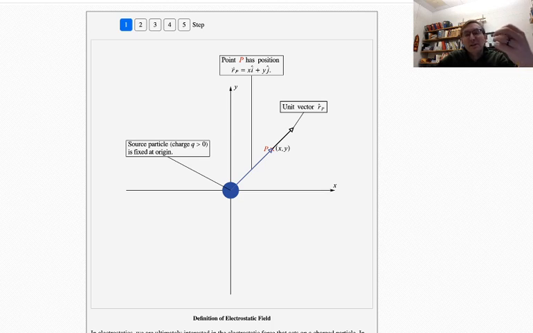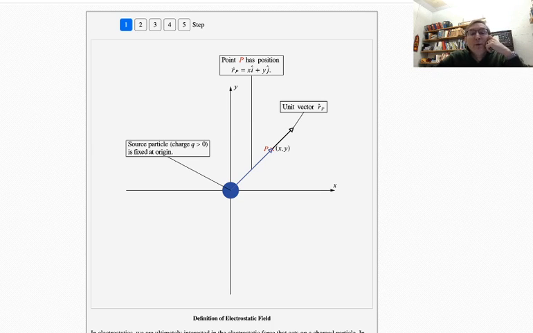Just because of its charge, this particle creates in all of space around it an electrostatic field, which is a vector quantity with a magnitude and a direction. I have picked a basically arbitrary point that I have marked with an X and labeled P. See it there in red? I happen to choose it in the first quadrant.